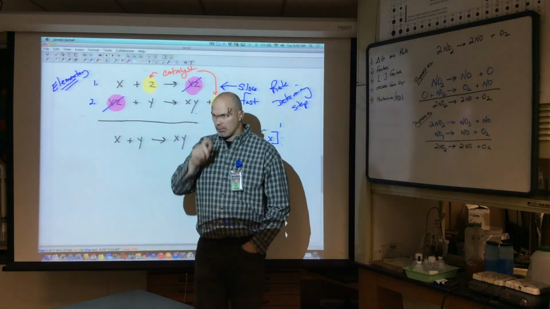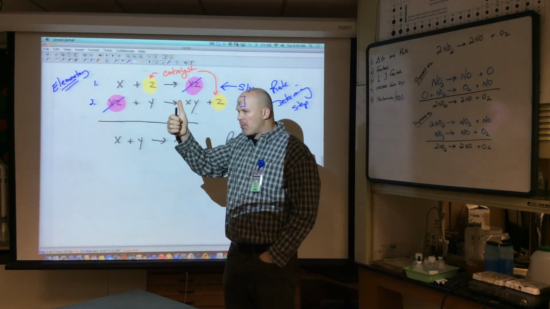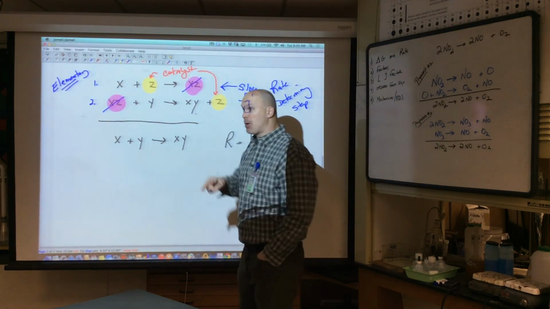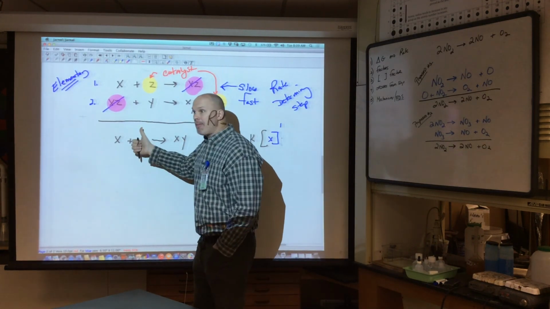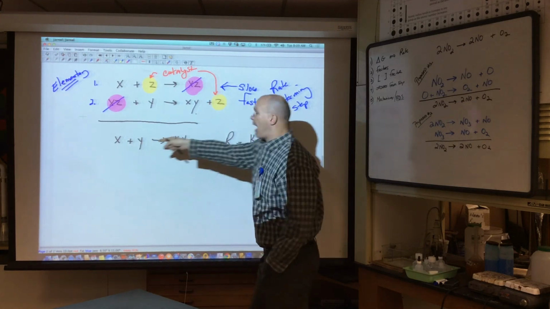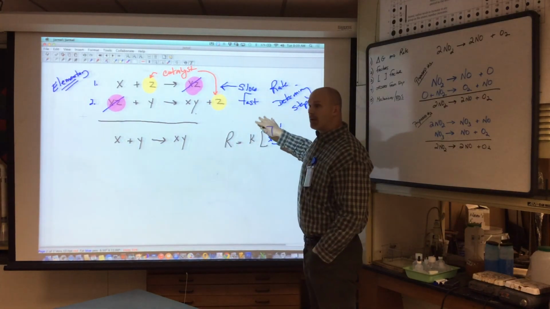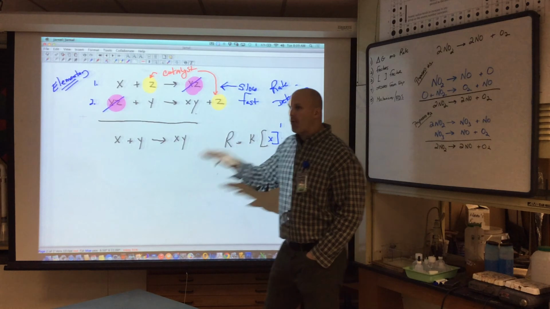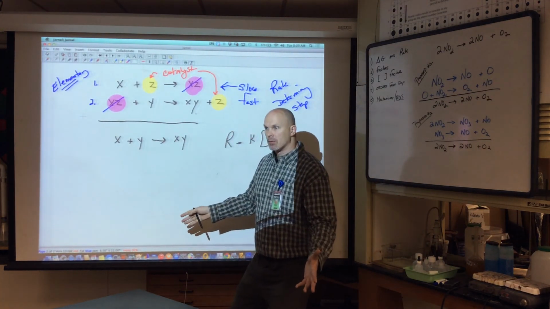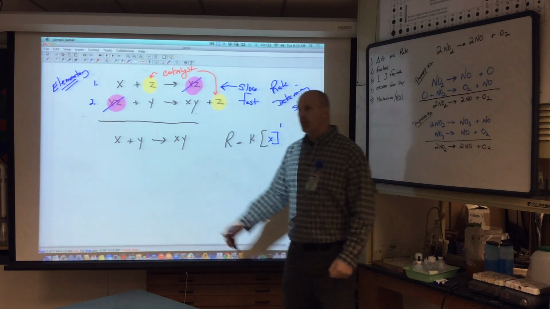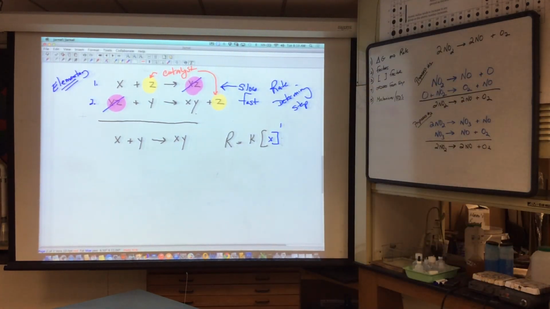Guess what? When I change the concentrations of Y in my experiment, remember, we don't know this. We have an experiment that told us this. When I increase the concentration of Y, assuming there's X, there's no effect on the rate. When there's absolutely no effect, I double Y, keep X constant, the rate stays constant. What's the order for Y? 0.